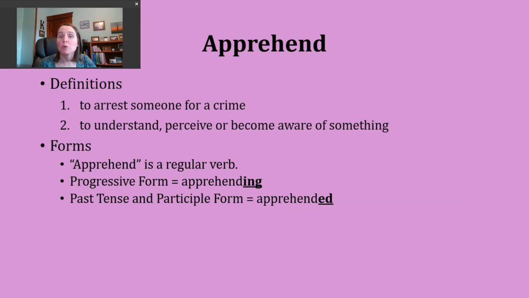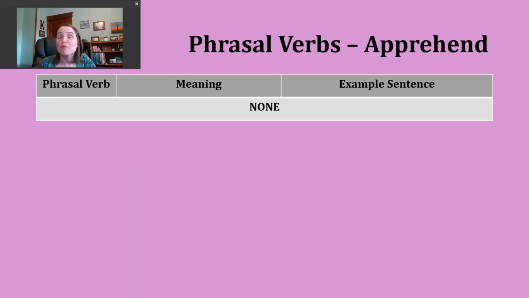If you want to make the progressive form of this verb, all you need to do is add ing, and that forms apprehending. The past tense and the participle form of the verb can be made by adding ed. Now the base verb, apprehend, ends in that voiced D sound. This means when I add the ed ending, I'm going to make an id sound, and I'll add an extra syllable to the word when I say it. The past tense and the participle form of the verb should sound like this. Apprehended, apprehended. Okay.